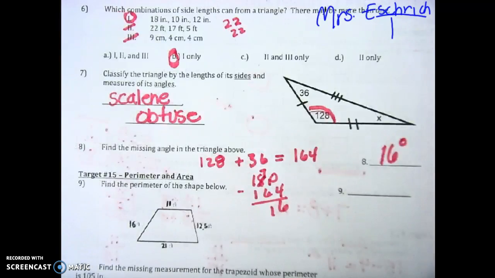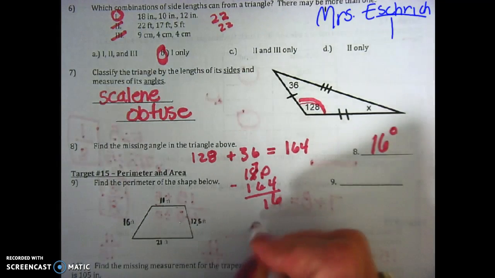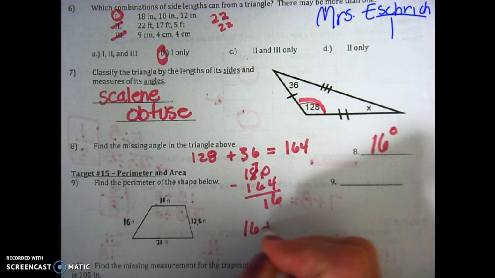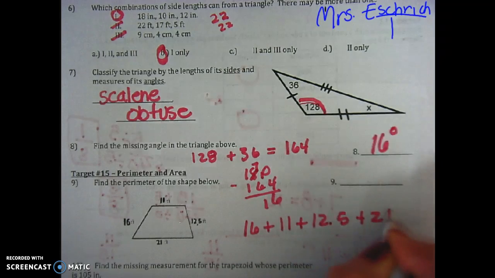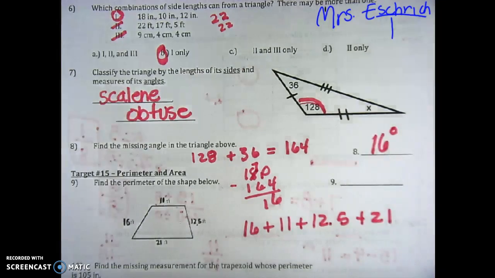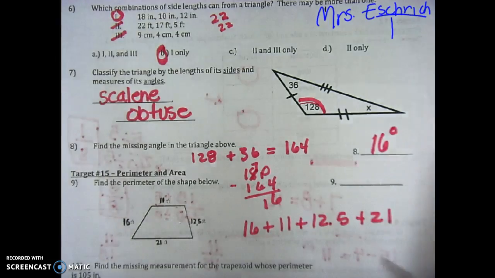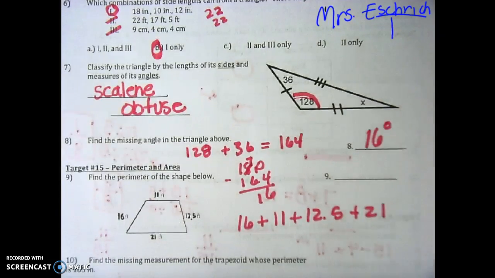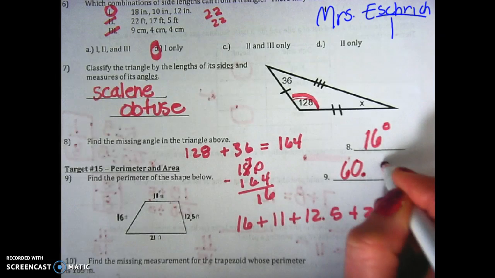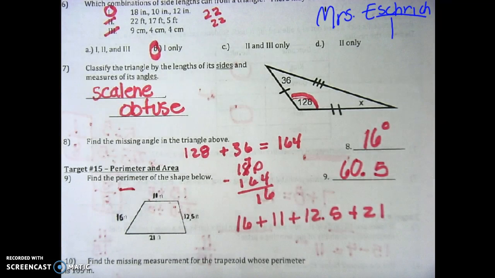Okay, find the perimeter of the shape below. Super easy. That'd be 16 plus 11 plus 12.5 plus 21. Add those up, it is 60.5. It just said perimeter, didn't say area.